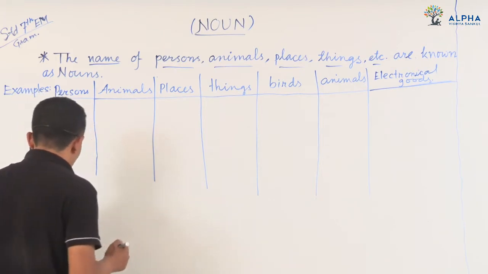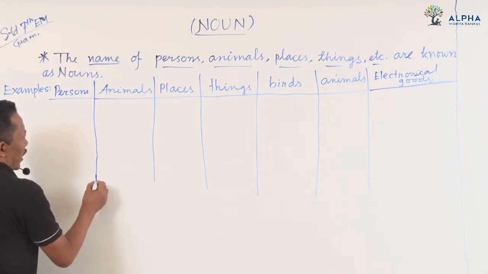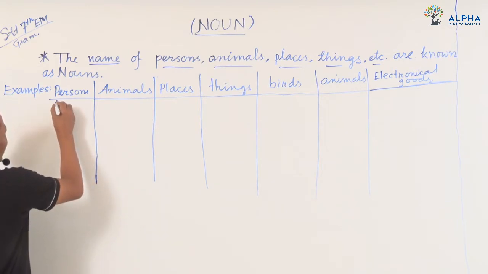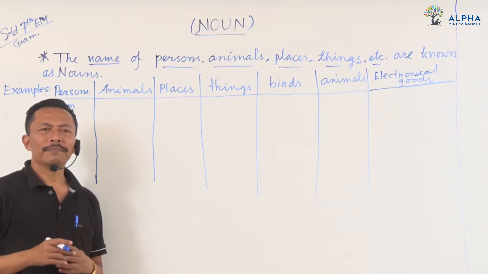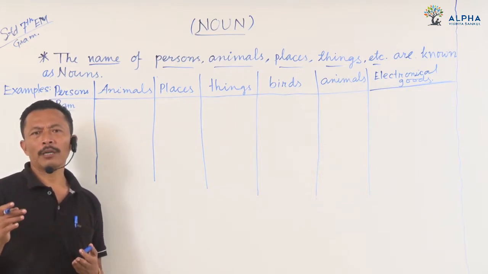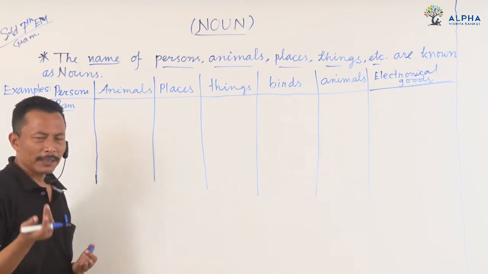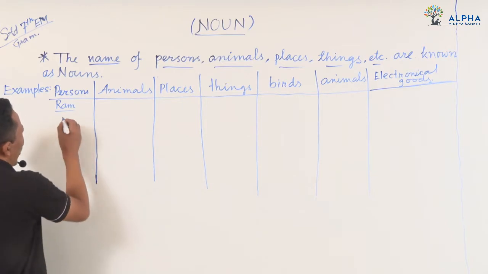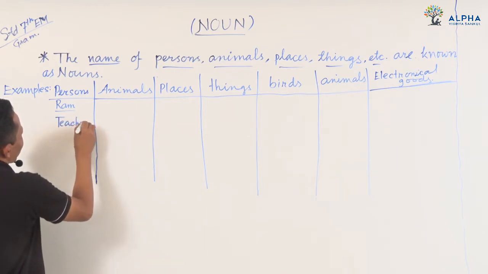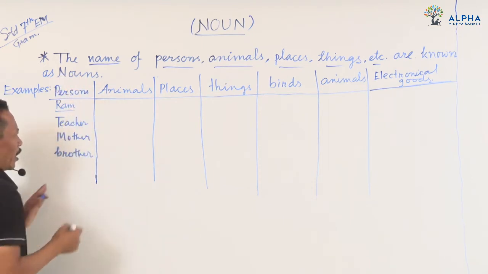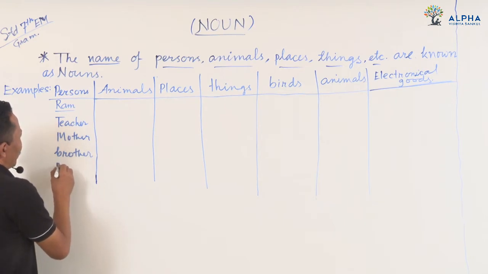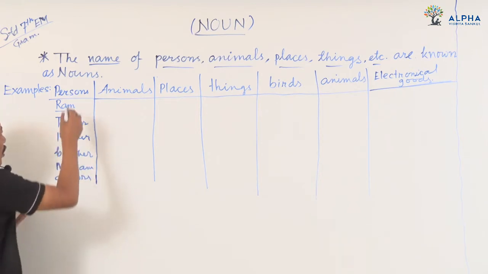Person, suppose any person, suppose my friend's name is Ram. Okay? And person, Ram is a boy. And how many boys? We can count. Ram is only one. Okay? Any persons, I can say teacher, mother, brother, all are persons. Okay? Human beings, all. Okay? And madam, doctors, all these can be counted.